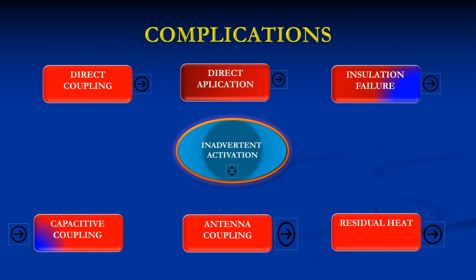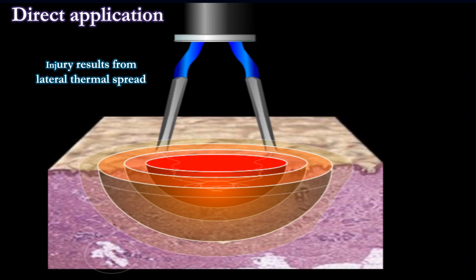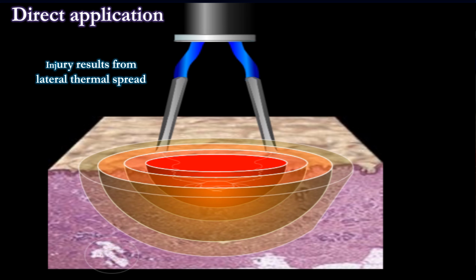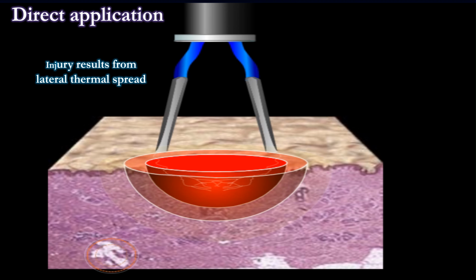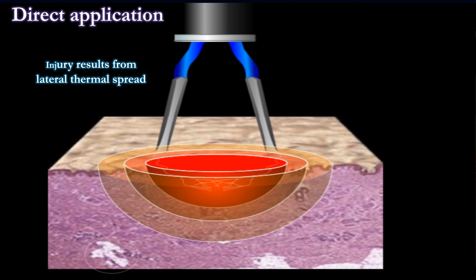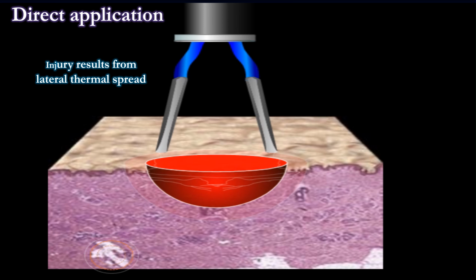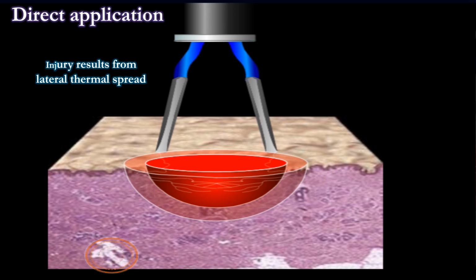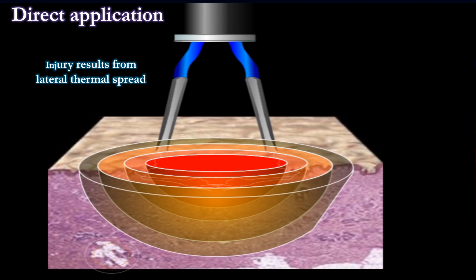Overview of complications. Direct application is another complication. This injury results from lateral thermal spread to unintended tissue near the tip of the electrosurgical instrument during activation. It is the most common type of electrosurgical injury, with potential thermal burn to the bowel, ureter, or blood vessel. The extent of lateral thermal spread depends on the device used, its power setting, tissue resistance, and activation time. A monopolar device can result in high temperature and the greatest degree of lateral thermal spread compared to bipolar and ultrasonic ones.